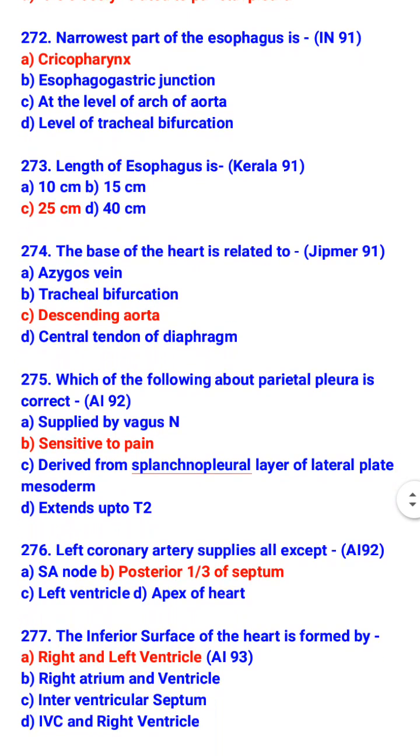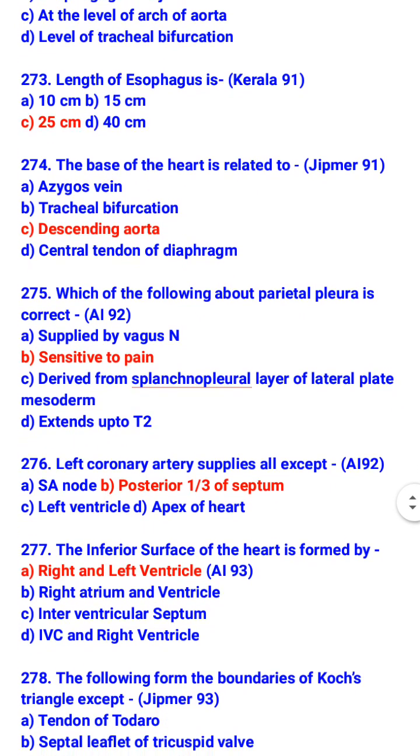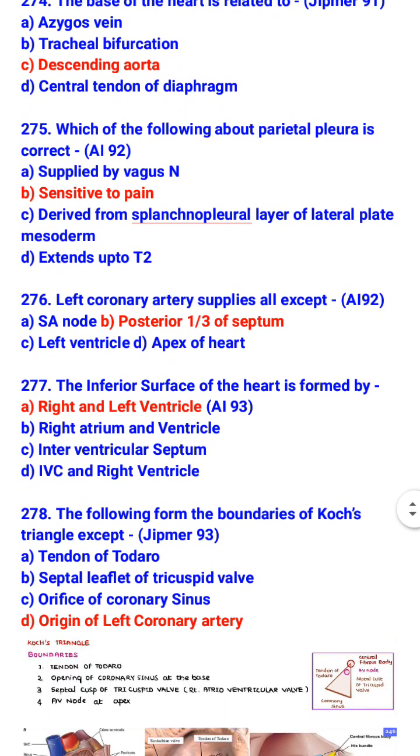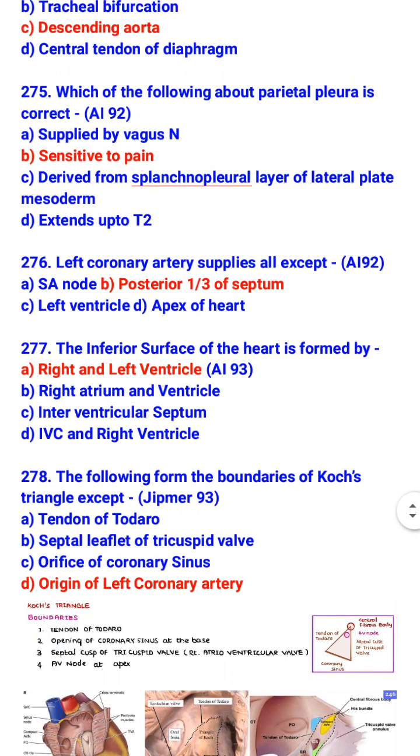Which of the following about parietal pleura is correct? That it is sensitive to pain. Left coronary artery supplies all except posterior one-third of septum. So left coronary artery supplies SA node, left ventricle and apex of heart. The inferior surface of the heart is formed by right and left ventricle.